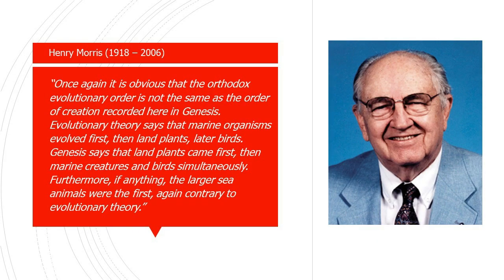Henry Morris makes this important point. He writes, once again, it is obvious that the orthodox evolutionary order is not the same as the order of creation recorded here in Genesis. Evolutionary theory says that marine organisms evolved first, then land plants, later birds. Genesis says that land plants came first, then marine creatures and birds, simultaneously. Furthermore, if anything, the larger sea animals were the first, again, contrary to evolutionary theory.